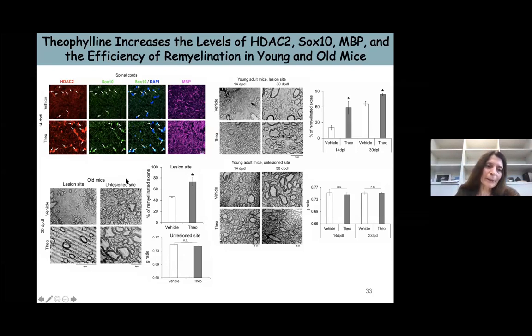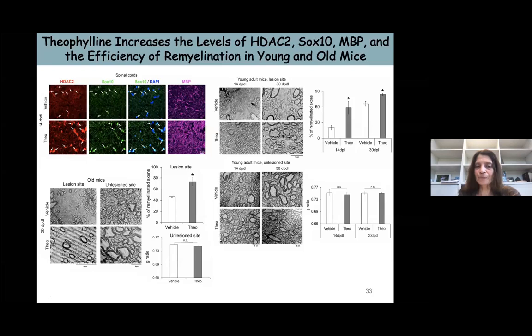Then we thought, okay, we know that during aging, for example in multiple sclerosis patients, remyelination is greatly affected, and also during normal aging. So we decided to use the lysolecithin demyelination model in old mice and to do the treatment with theophylline. Here again, we had a big advantage in the percentage of remyelinated axons in the lesion site. So potentially theophylline could be efficient to promote remyelination in young adults, but also in old individuals.